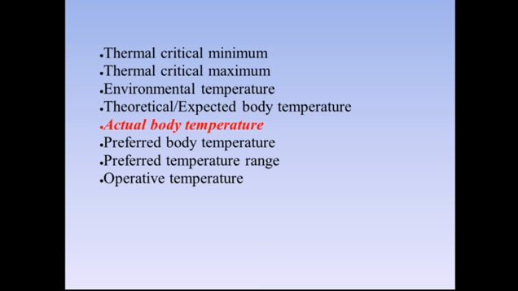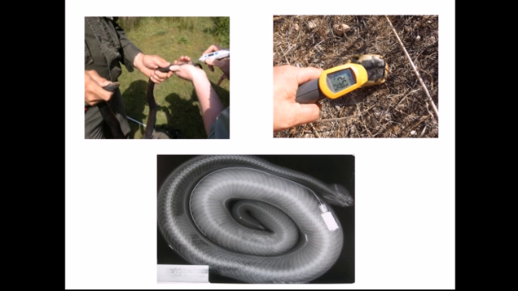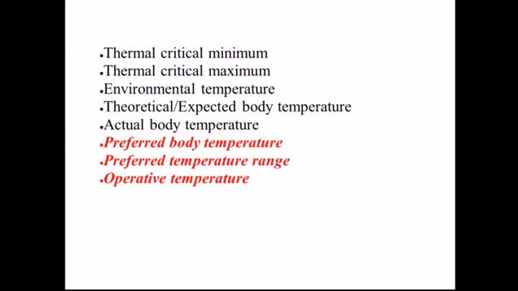Well, the actual body temperature is pretty much self-explanatory. We measure the temperature of an animal. We can insert the thermometer inside its cloaca or mouth. We can measure the temperature from the outside using, for example, this laser thermometer, or we can implant the thermometer inside an animal. And the last three characteristics are related to the preference of an animal.